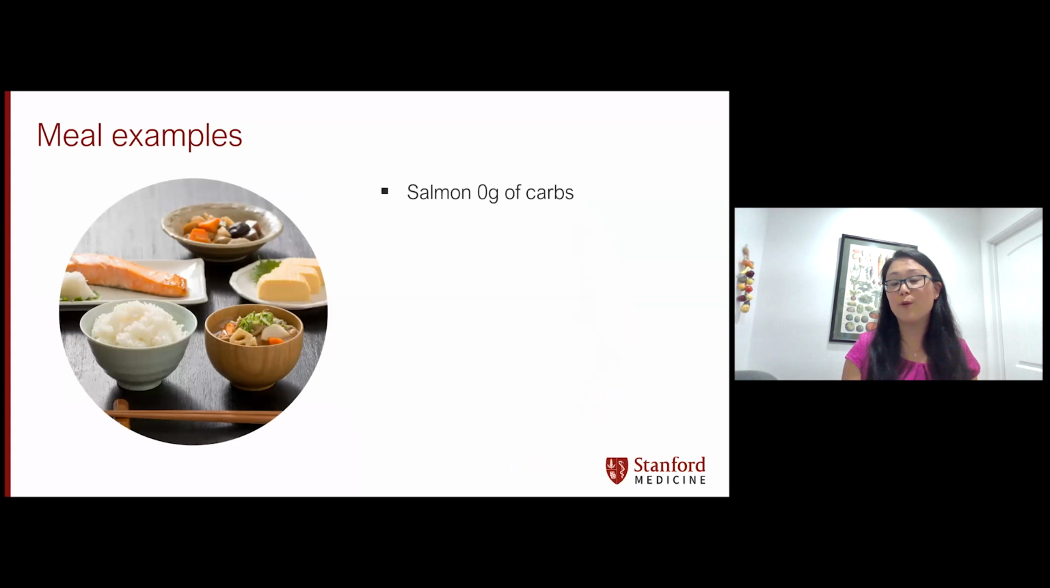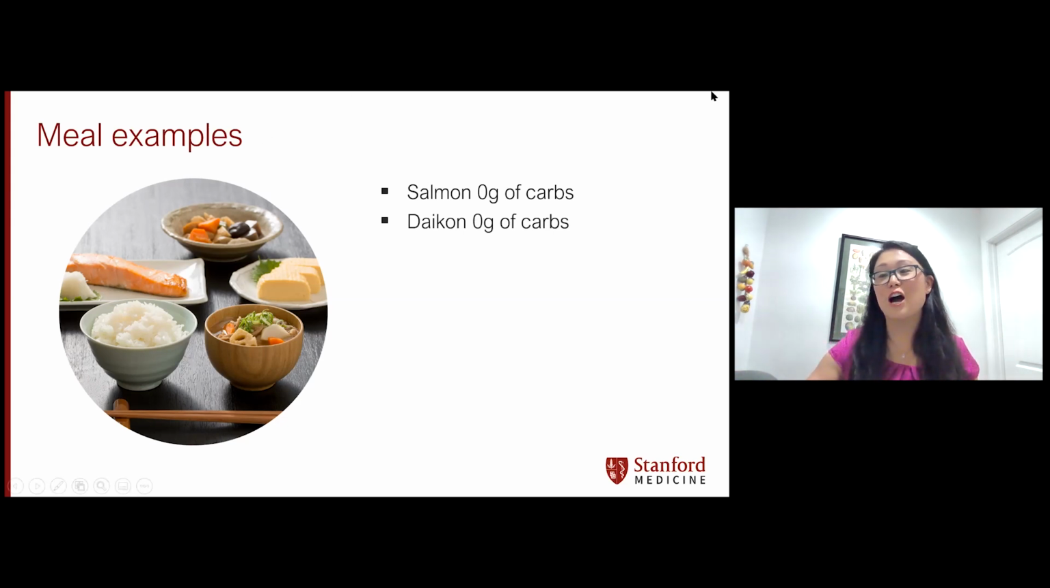Just one more example. In this, salmon, I would give 0 grams of carb unless there's a sweet sauce on it, which you can figure out. Daikon, which is right by the salad, just a grated radish, no sugar, no carbs to that.